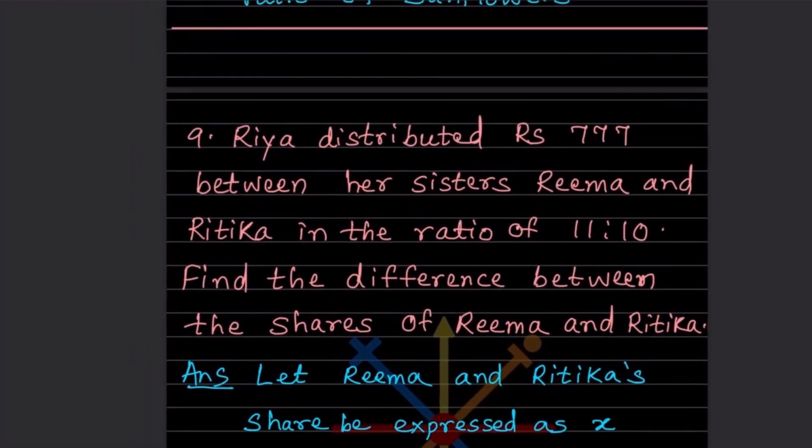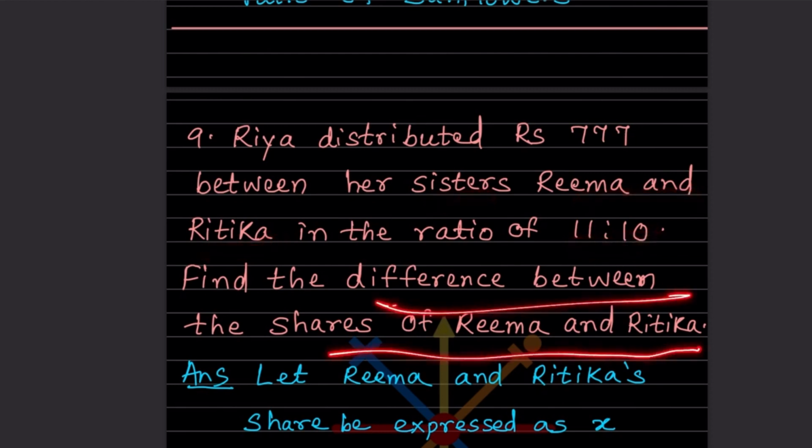It says that Riya distributed rupees 777 between her two sisters, Rima and Ritika, and the ratio is 11:10. Find the difference between the shares of Rima and Ritika.